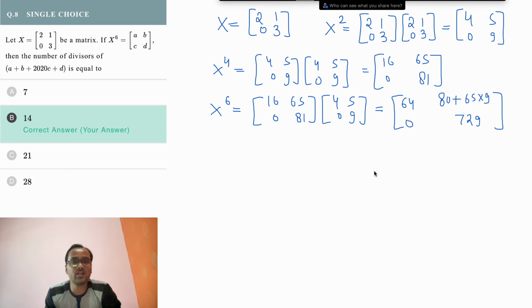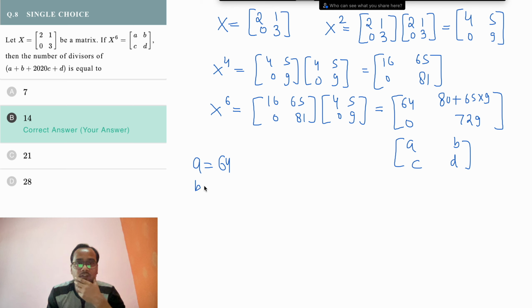So from here you can clearly observe A, B, C and D. So what is A here? 64. What is B here? 80 plus 65 into 9. So 80 plus 9 5s are 45, 4 carry 54, 58. So that's coming out to be 665. C is 0 and D is 729.